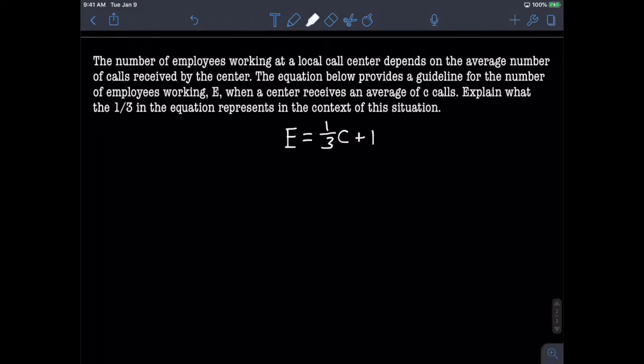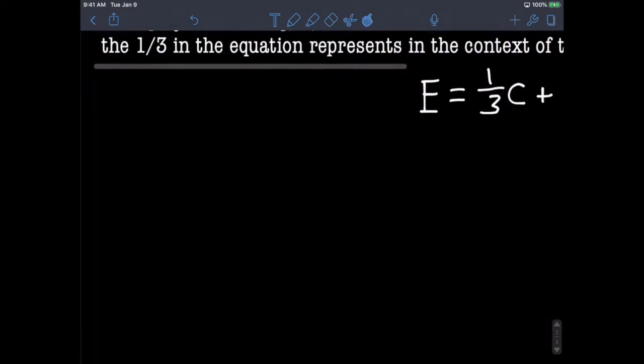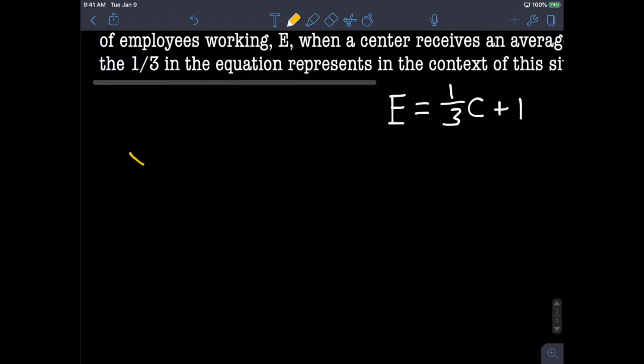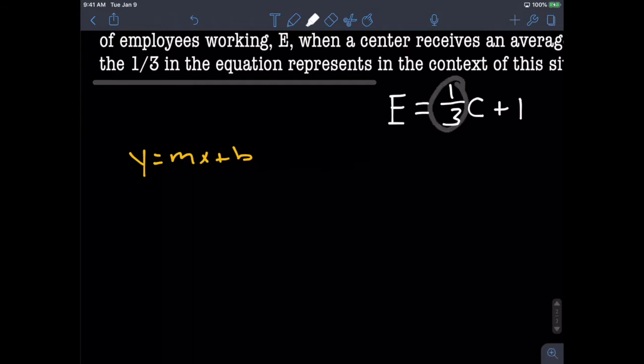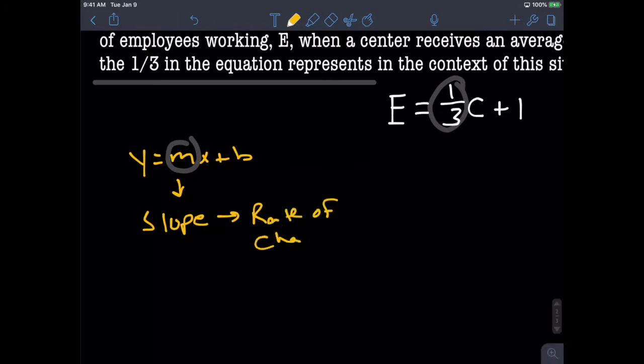And this question is asking us to explain what the 1/3 in our equation represents. Of course, even though we don't specifically have y and x, this is still an equation that's in y equals mx plus b form, and so we have to determine whether the 1/3 is an m or a b. Since 1/3 is with the variable, this makes it our m value. And once again, m is supposed to represent our slope, but it's going to be better for us to think of slope as rate of change.